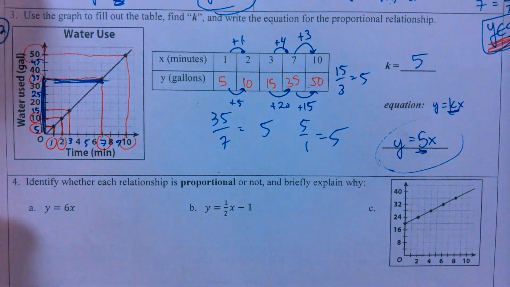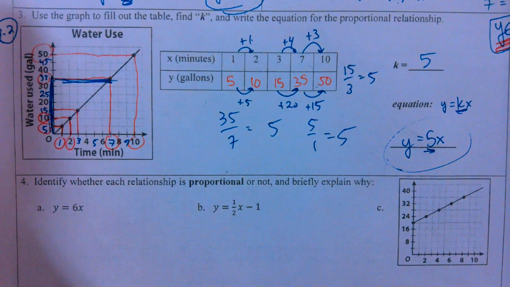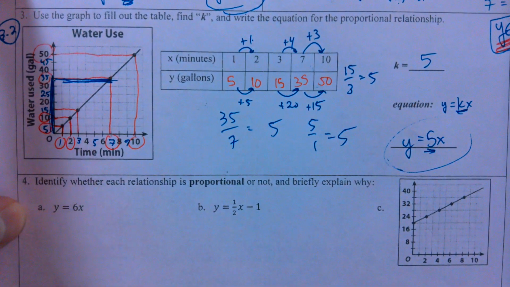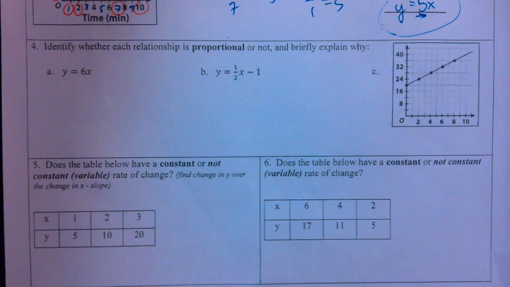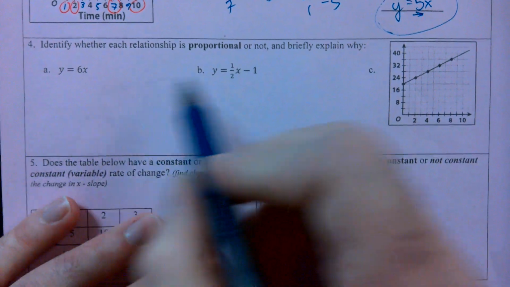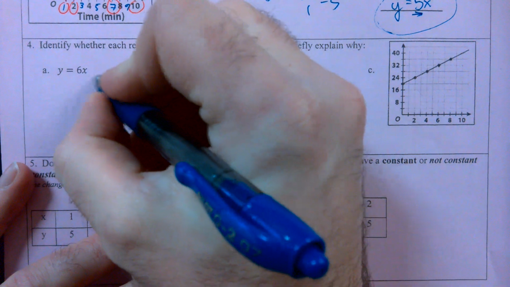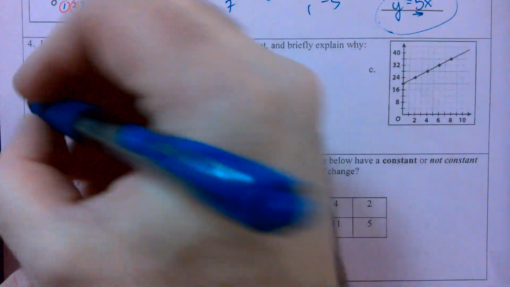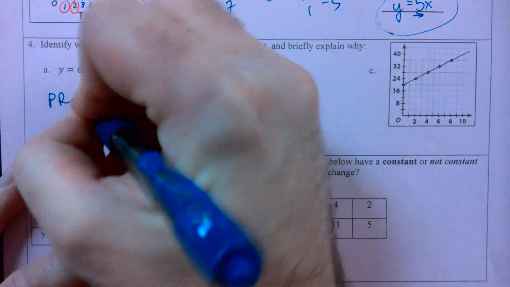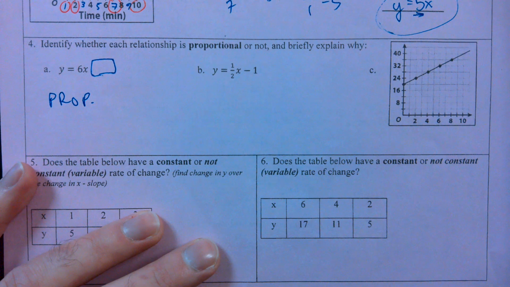All right? Great questions on number 3. Any other questions on number 3 I can answer? Okay. 4 is just like our warm-up, right? We know it's proportional when there's no b value on the end. So of course my first equation is proportional.